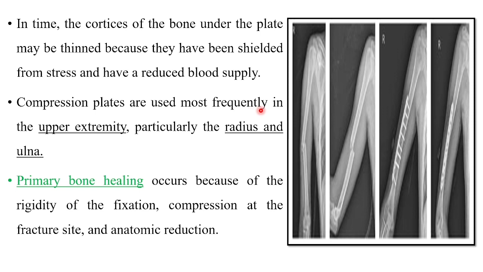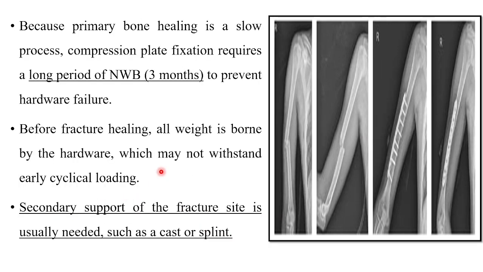Compression plates are used most frequently in the upper extremity, particularly in radius and ulna fractures. So this is your humeral shaft fracture. Primary bone healing occurs because of the rigidity of the fixation, compression at the fracture site, and the anatomical reduction. Because primary bone healing is a slow process, compression plate fixation requires a longer period of non-weight bearing, around 3 months, to prevent hardware failure.